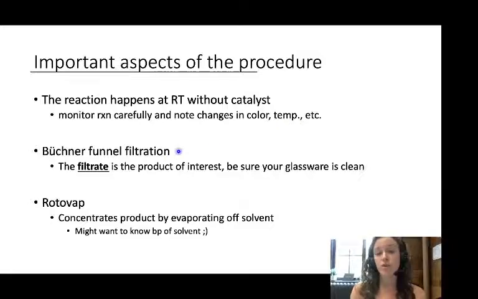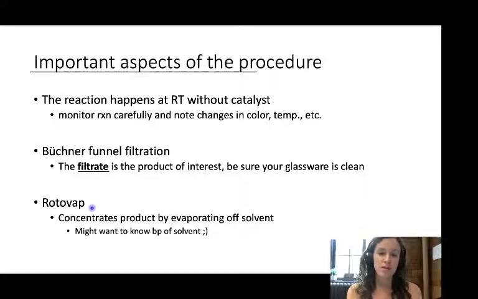We will continue and do an additional Buchner funnel filtration, but I want to emphasize here that you must use clean glassware. Make sure that vacuum flask is clean. The filtrate will be our product of interest. The filtrate is the liquid that comes through the Buchner funnel. It's going to go into the flask. This is why we need that flask to be clean.